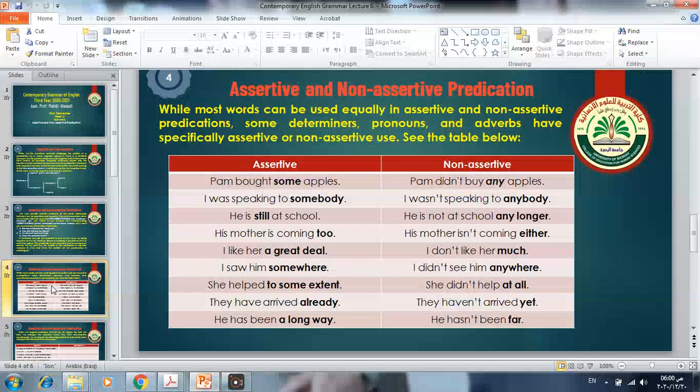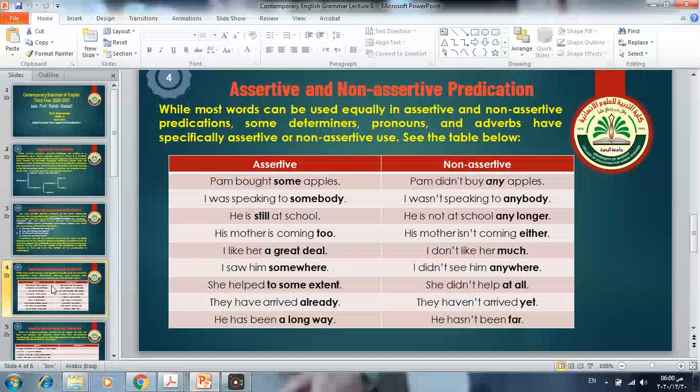So you see here in the first example, we have some, which is the assertive form. In the other sentence, we have any, which is used as a replacement of some, because some cannot be used in the non-assertive system. So some is used only in the assertive system, whereas any is used only in the non-assertive system.